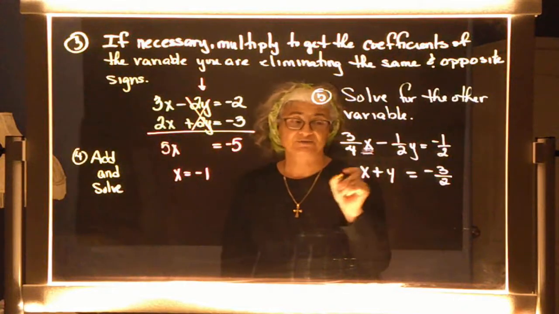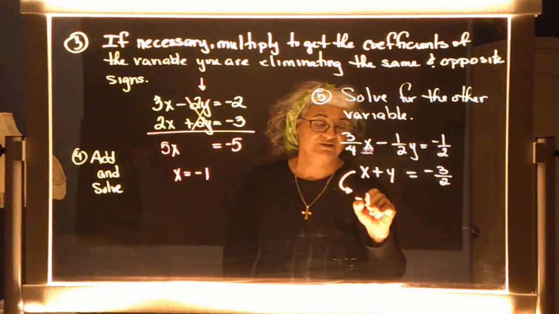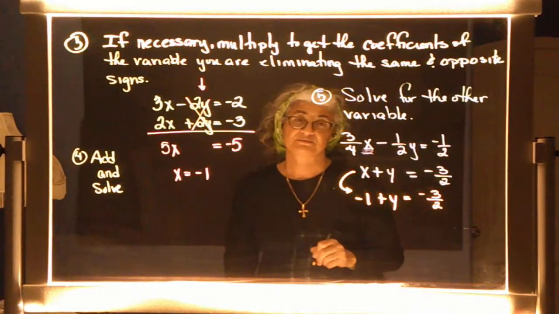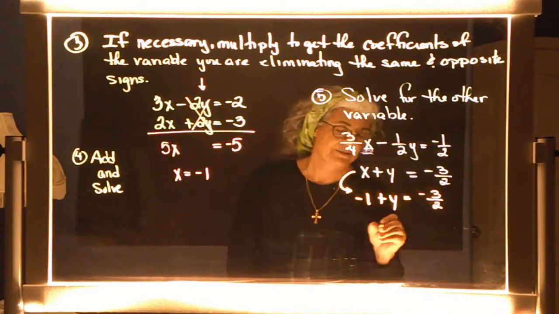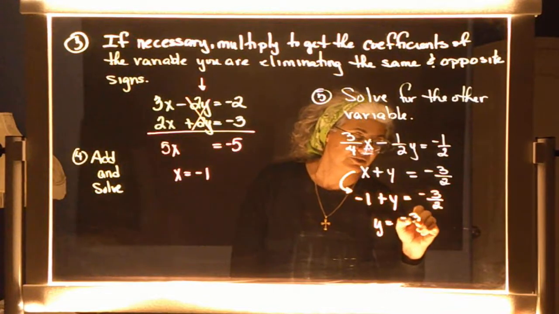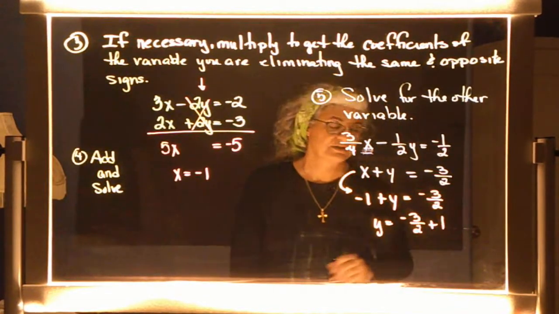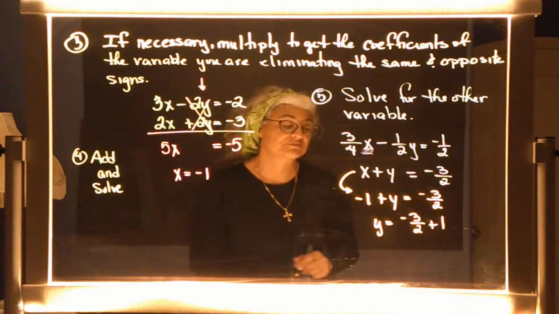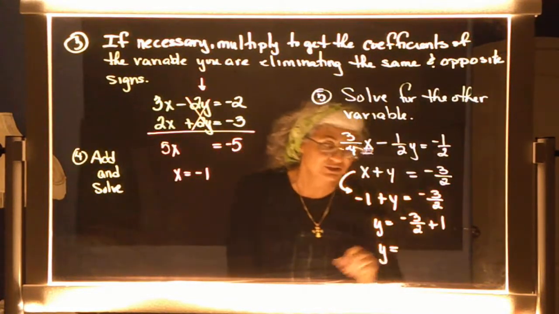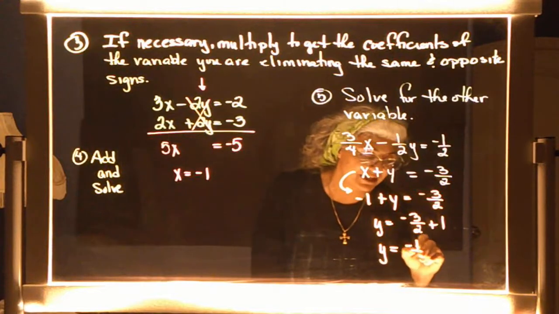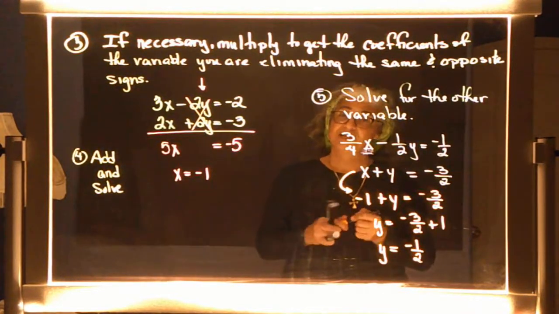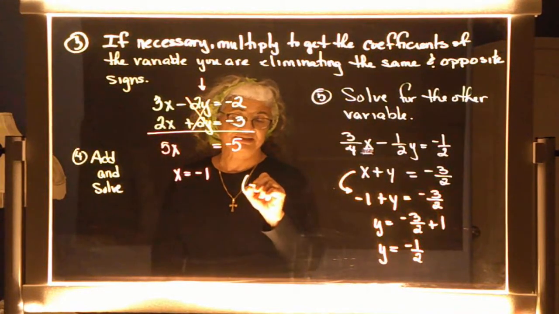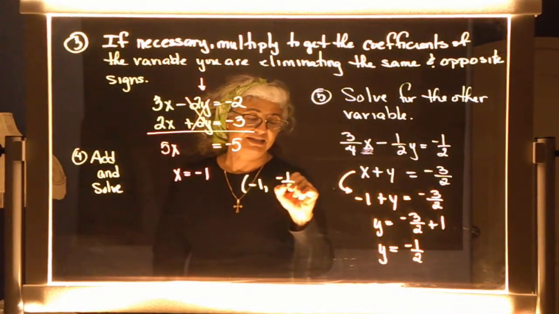So x is negative 1, right? So we have negative 1 plus y equals negative 3/2. What do you got to do? Add the 1 to both sides. So negative 3/2 plus 1. And yes, I'm hoping you remember how to add fractions without a calculator. Y equals negative 1/2. So it looks like we have the point negative 1 comma negative 1/2.